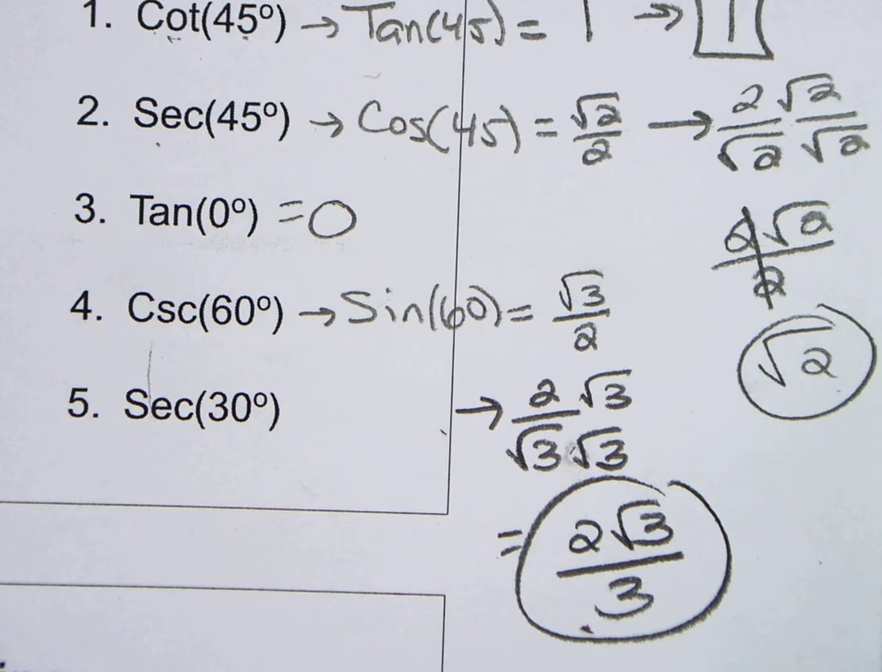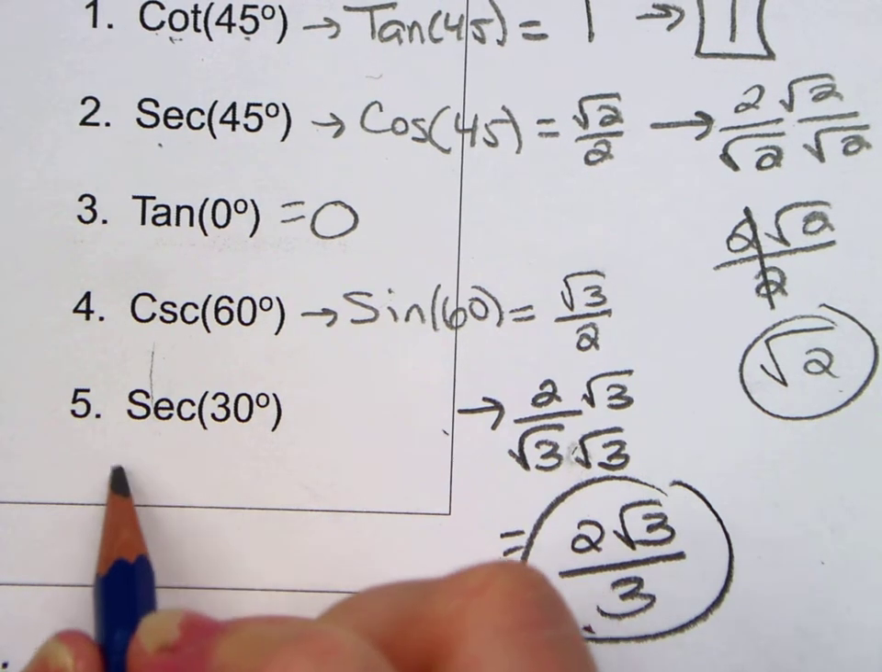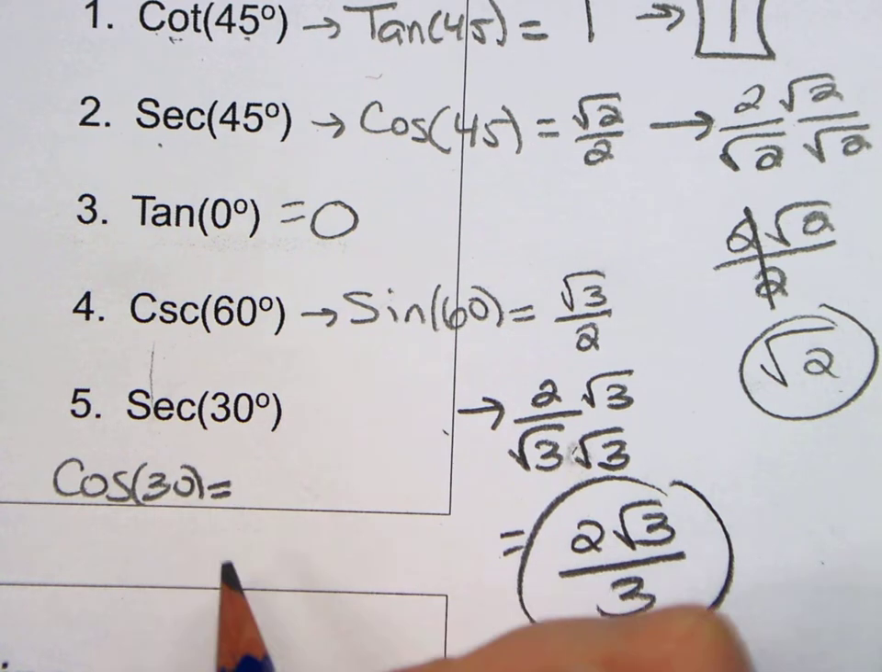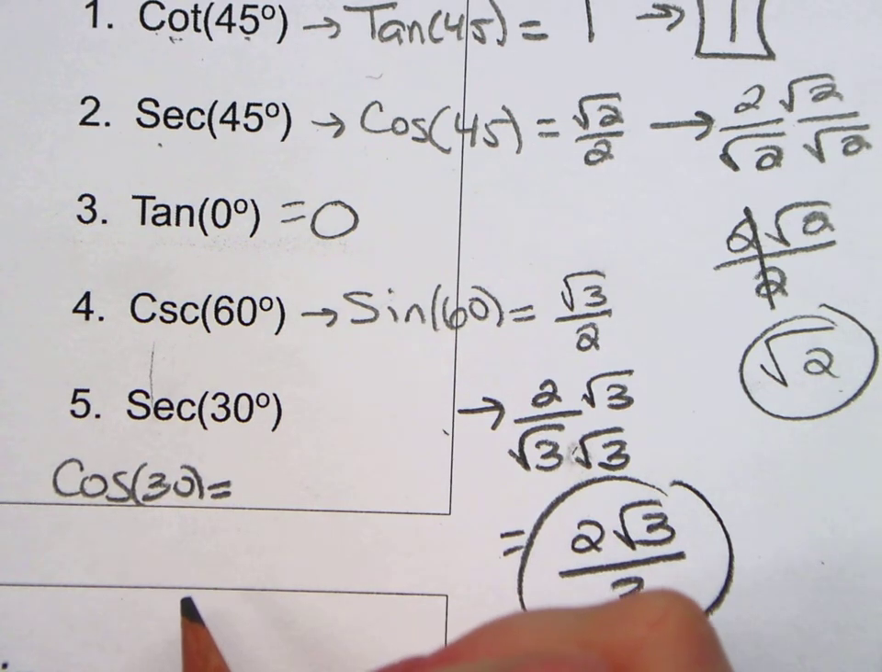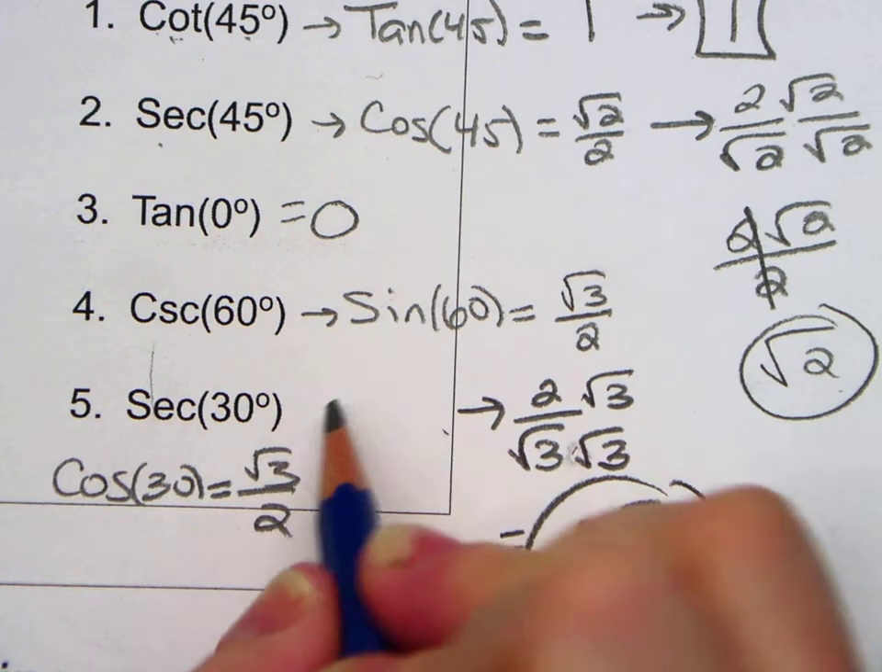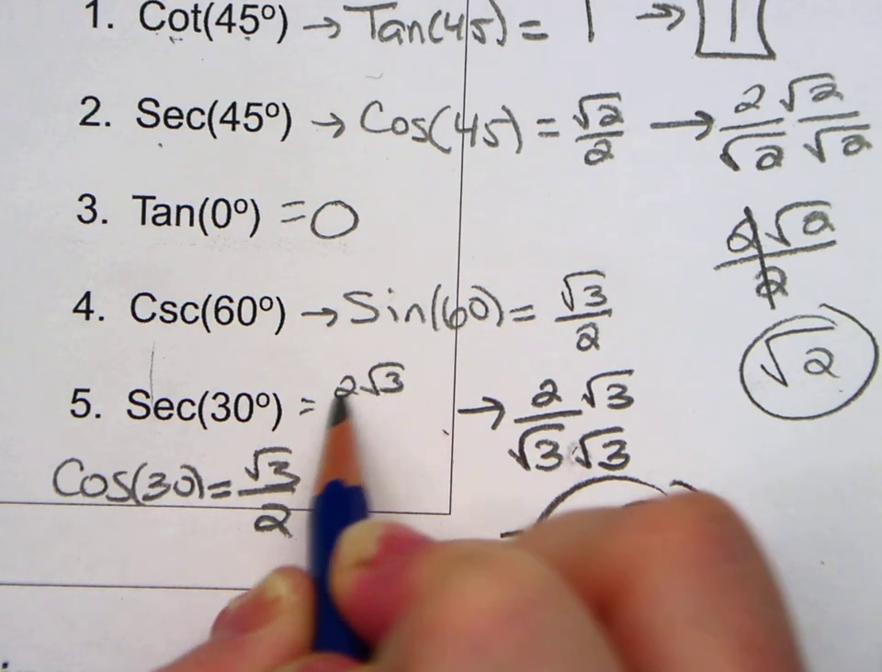All right, secant of 30. What's the reciprocal? Cosine of 30 is what? It's radical 3 over 2. So it's what we got here. 2 radical 3 over 3.